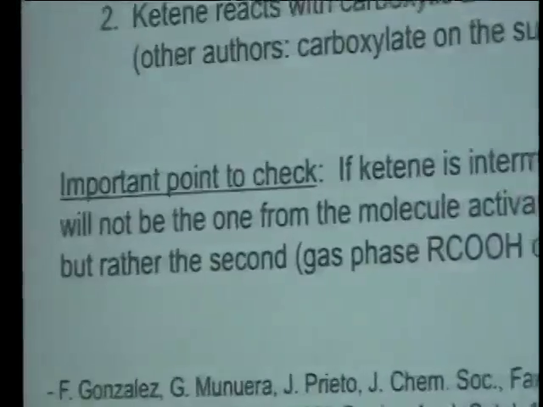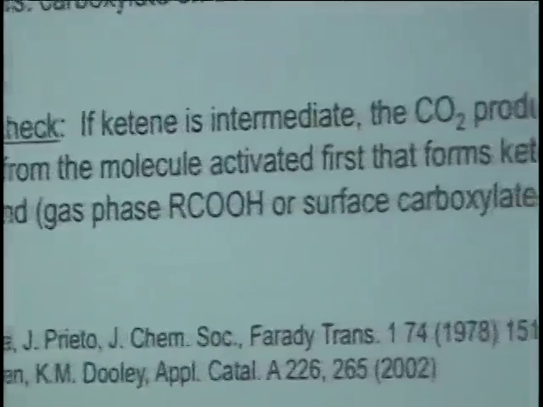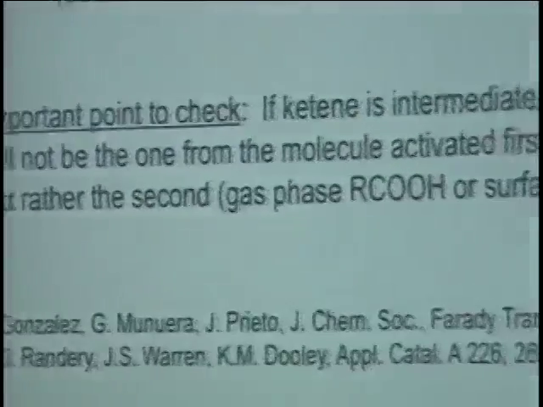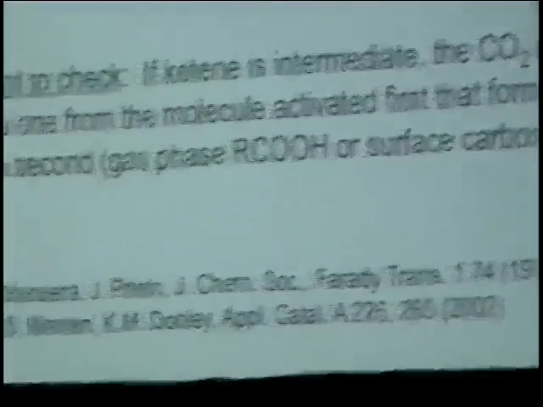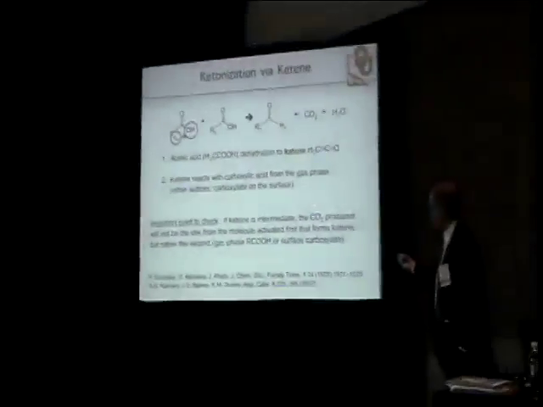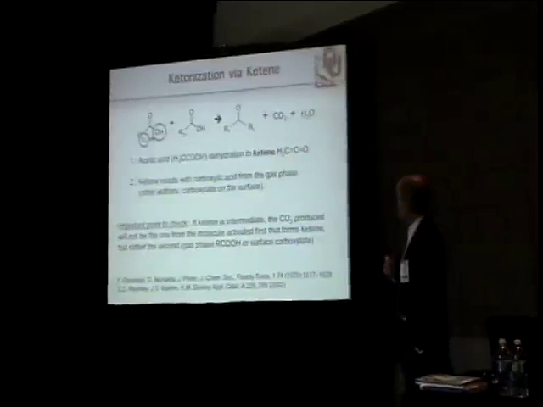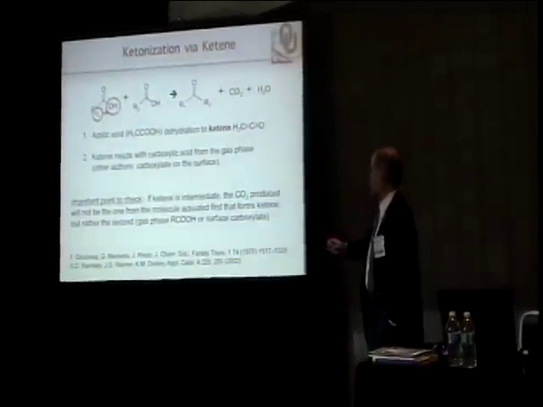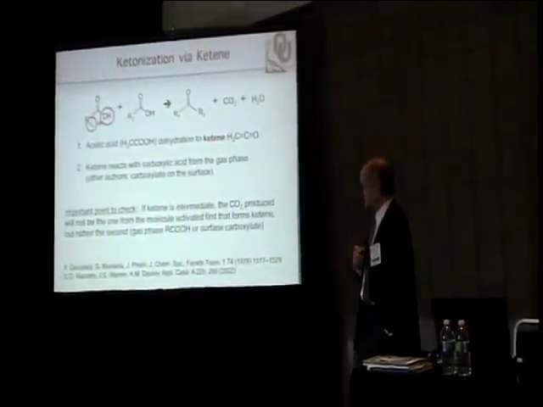So what is considered is when we have the two acids here, an alpha hydrogen, which is the carbon next to the carbonyl here, will react with OH, producing the dehydration of this molecule, forming the ketene. So this ketene is very reactive, and the ketene will react with another molecule, mostly from the gas phase, producing the ketonization.